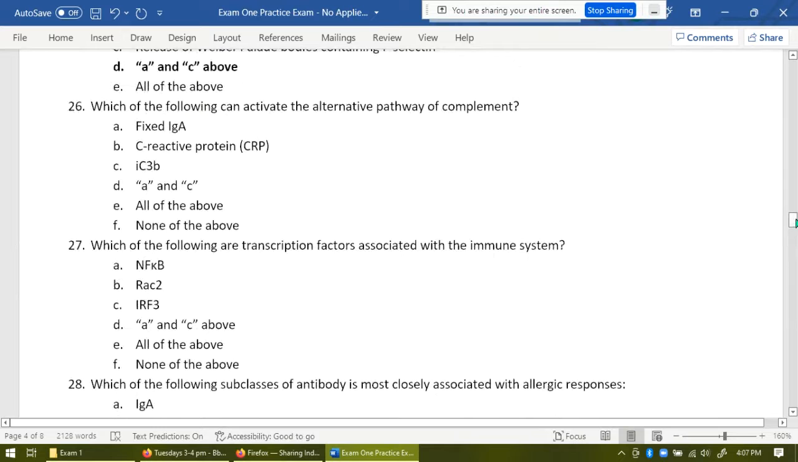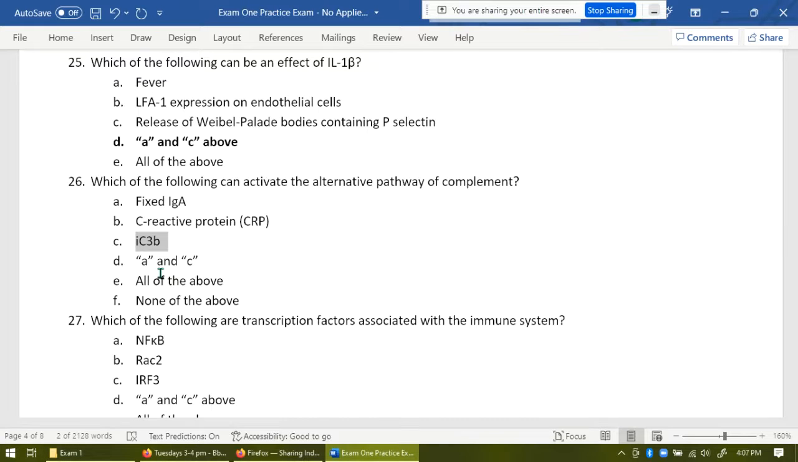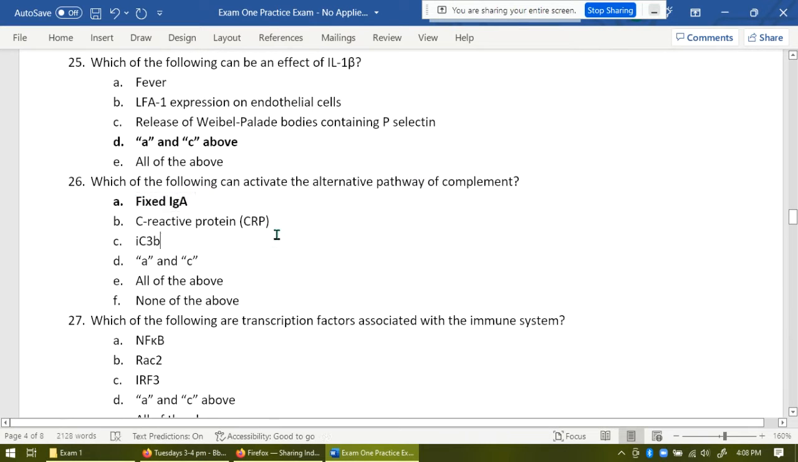Which of the following can activate the alternative pathway of complement? Fixed IgA, that one certainly can, right? That's one of the ways that this becomes activated. C-reactive protein, no. C-reactive protein is a classical pathway activator, not alternative. iC3b, no. iC3b cannot activate the alternative pathway. Only C3b can activate the alternative pathway. iC3b, however, is still an opsonin, okay? So you don't get a positive feedback loop with iC3b, you don't get alternative pathway activation, but you do get opsonization still. Okay? So only fixed IgA for this one.